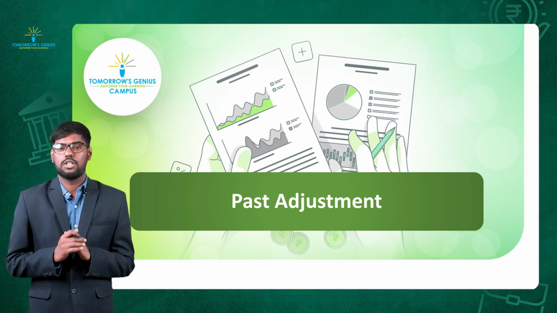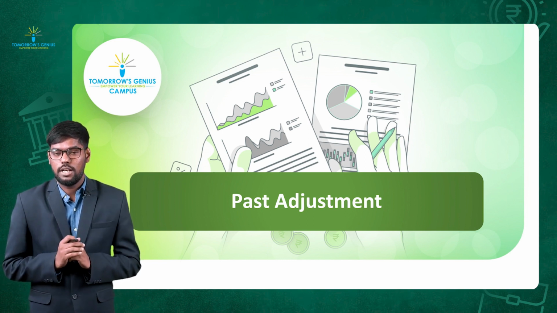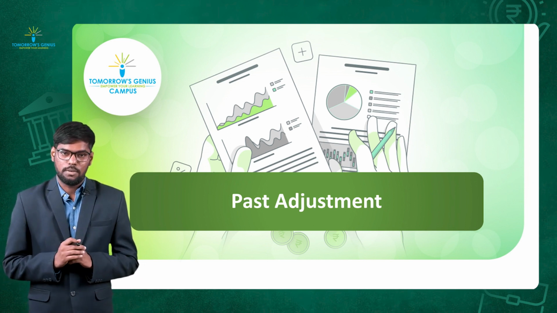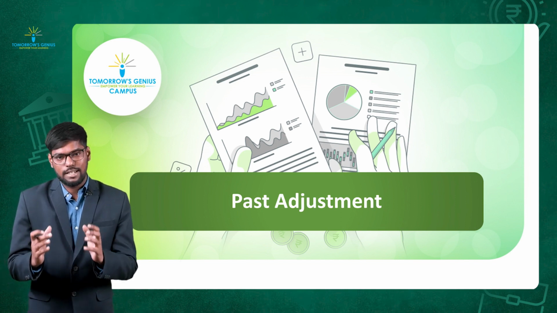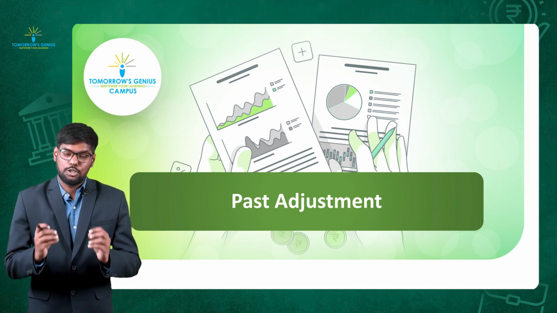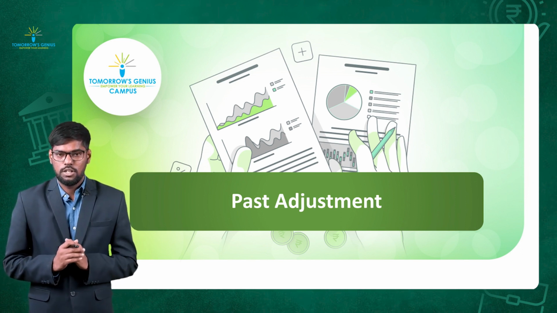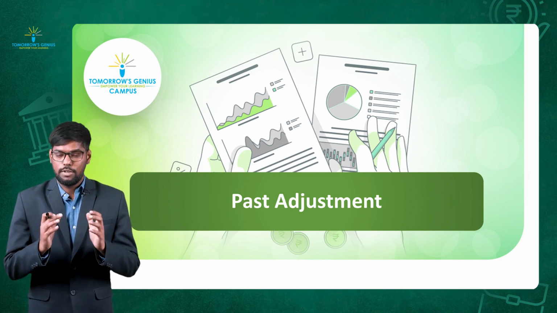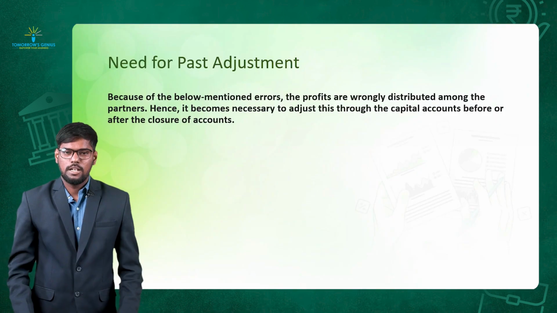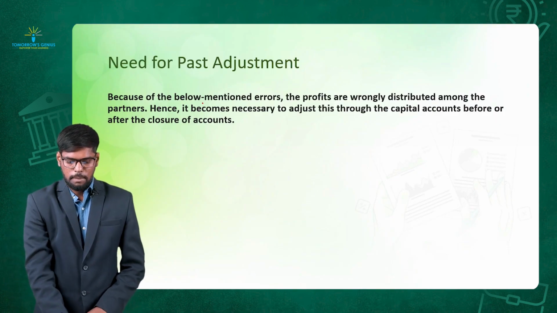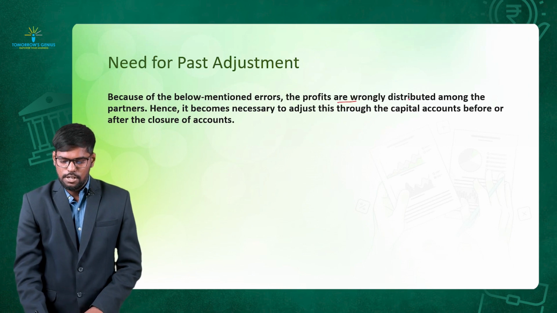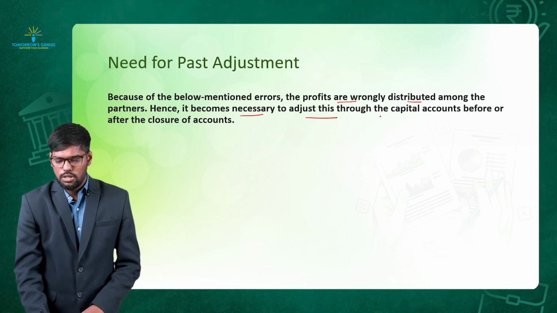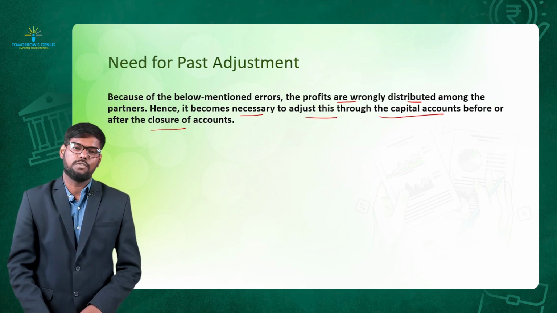One by one, we are going to see the different reasons for passing the adjustment entry or for doing past adjustment. And then, followed by that, we have one example. With the help of that, we can understand how actually the past adjustment entry has to be passed. So let's begin with the different reasons. See here, because of the below mentioned errors, the profits are wrongly distributed among the partners. Hence, it becomes necessary to adjust these through the capital accounts before or after the closure of the accounts.